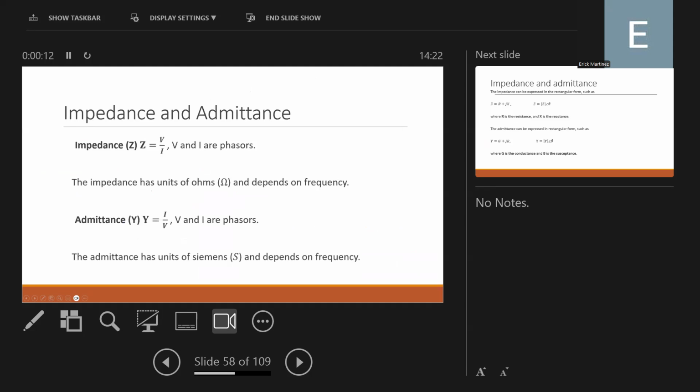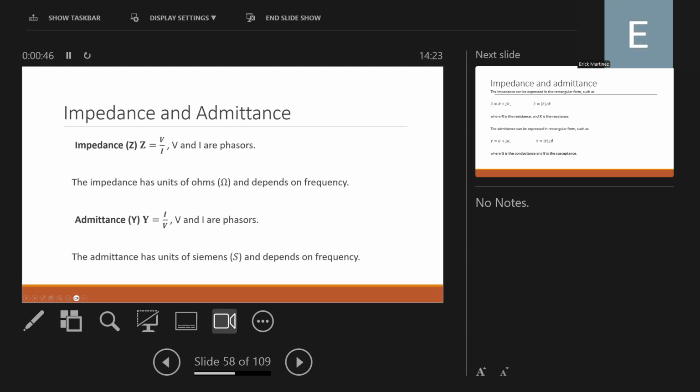Well, the impedance is the voltage over the current relationship in the phasor domain, or in the frequency domain. There is another concept that is called the admittance. That is essentially the reciprocal of the impedance, because here we are computing the current over the voltage relationship. The admittance has units of Siemens, and we denote that by the letter S.